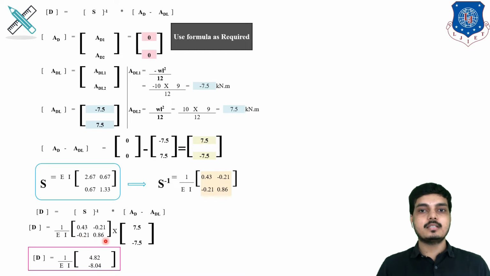In the same way, this horizontal line into the vertical line. So minus 0.21 multiplied by 7.5 plus 0.86 multiplied by minus 7.5, I will be getting minus 8.04, our primary unknowns. So this is my theta B and this is my theta C. So theta B is 4.82 and theta C is minus 8.04.